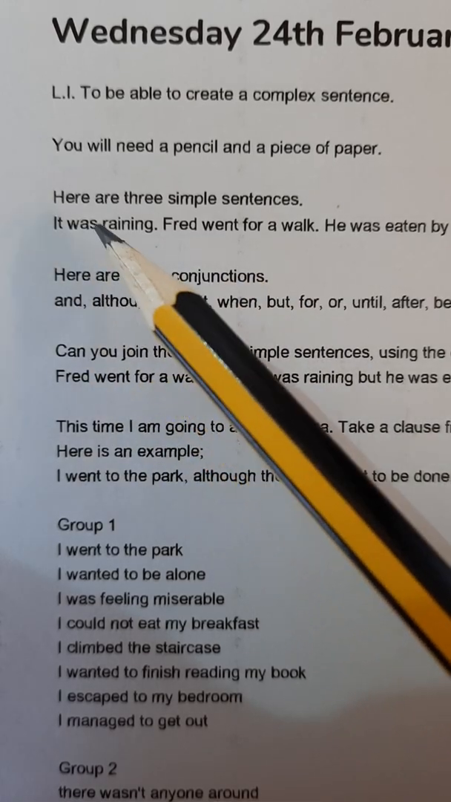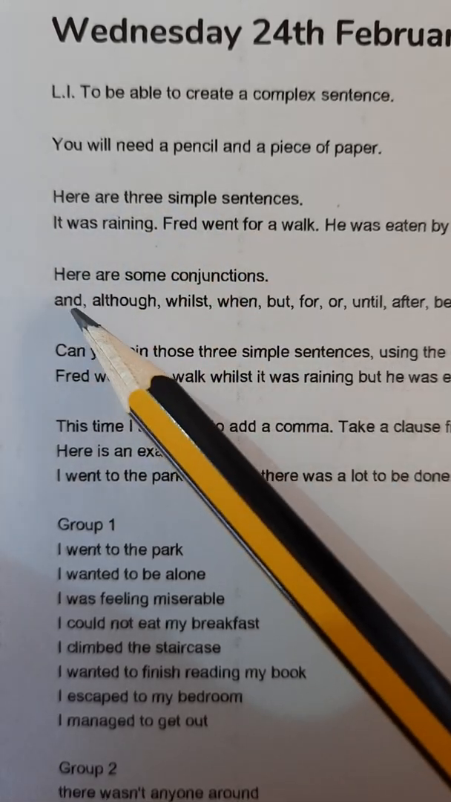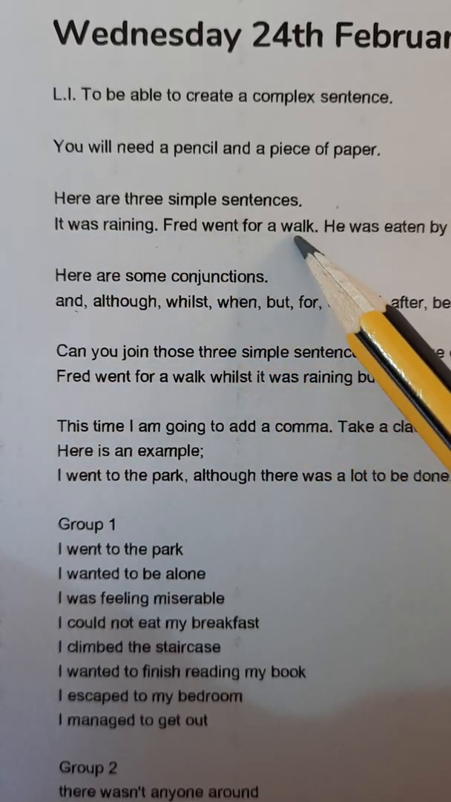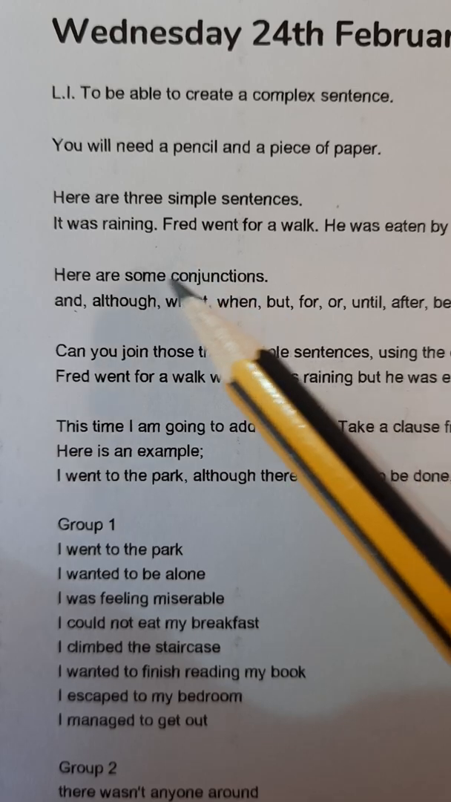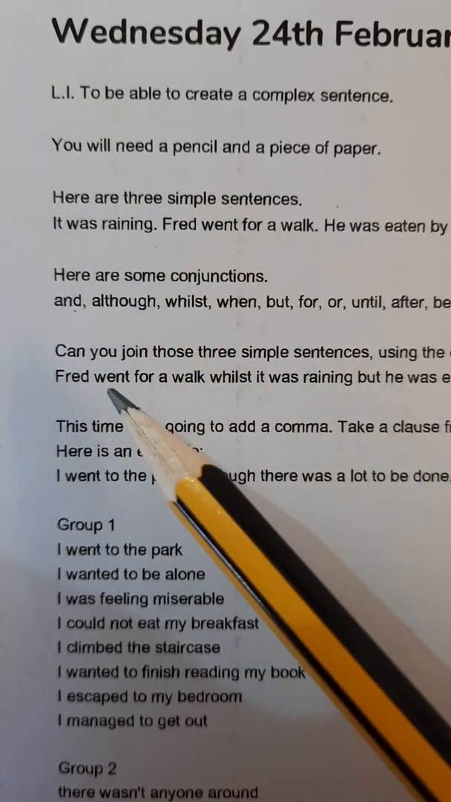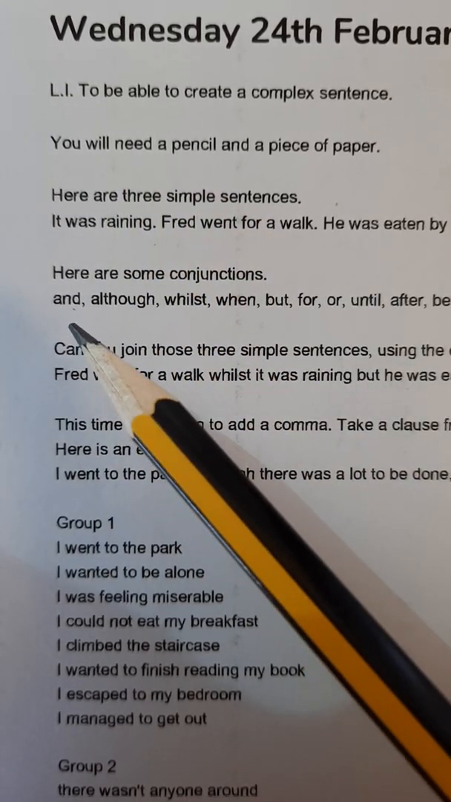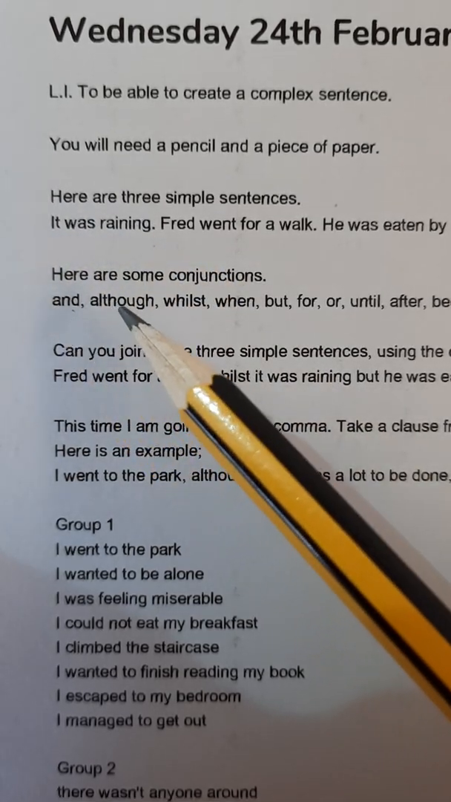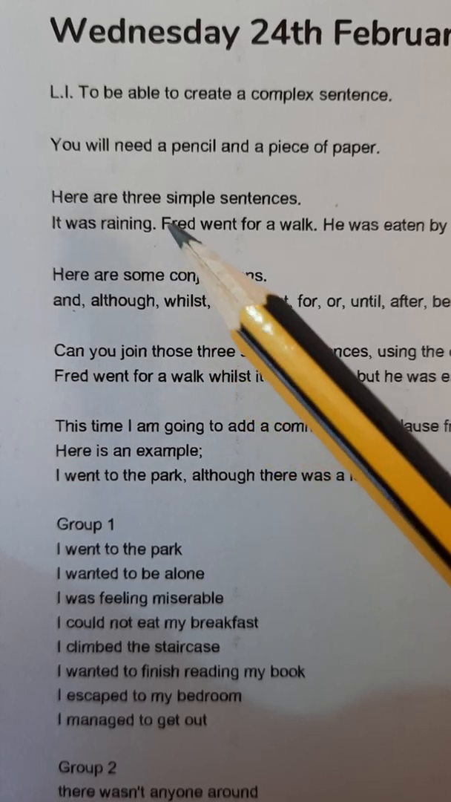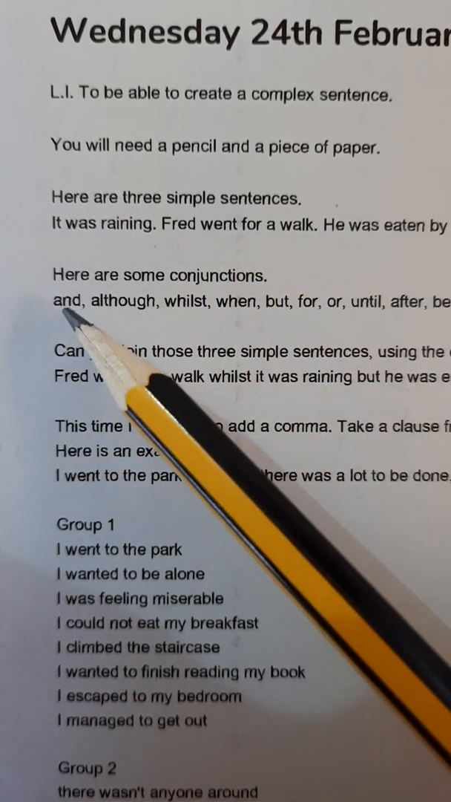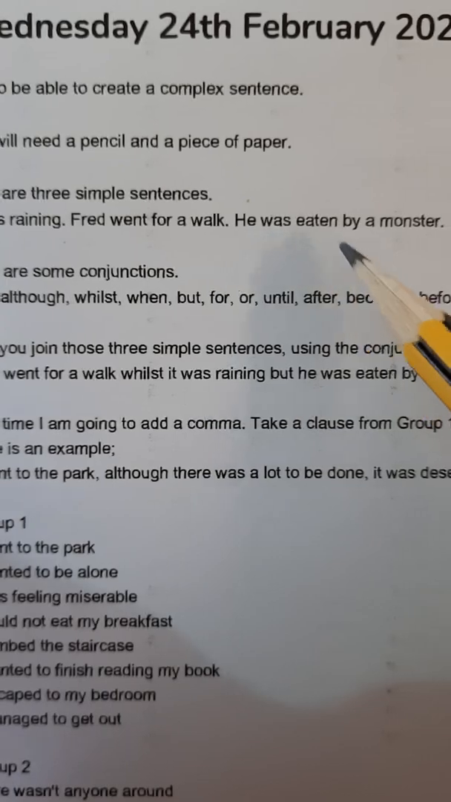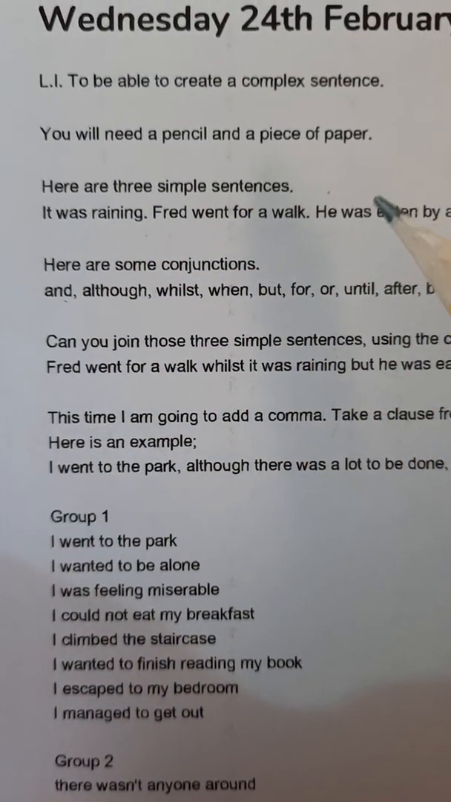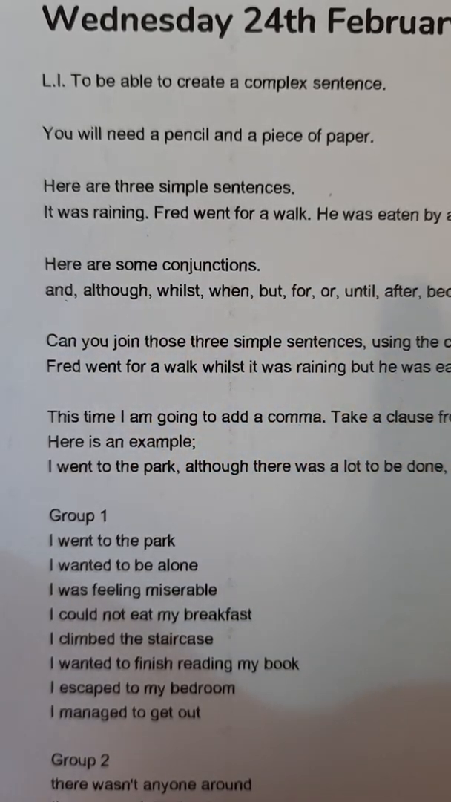So in previous sessions, we've had a compound sentence. So we may have put "and" in. It was raining and Fred went for a walk. So now it's a bit more detail and a bit more complex. But what we could do is expand that even further. Okay, so we could put in: it was raining whilst Fred went for a walk and he was eaten by a monster. Now we have joined those three simple sentences up using these conjunctions.